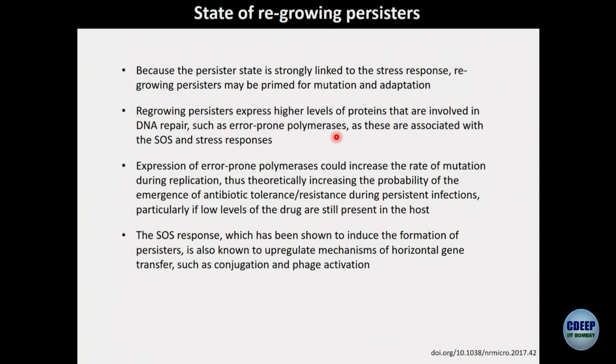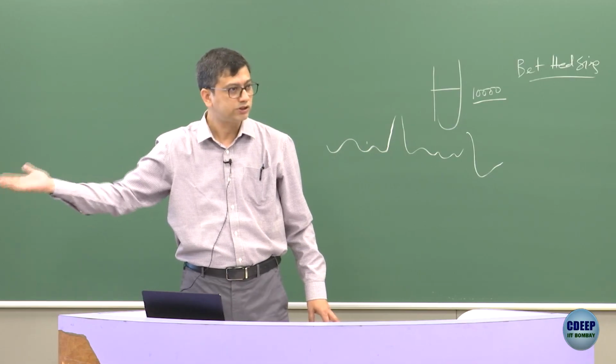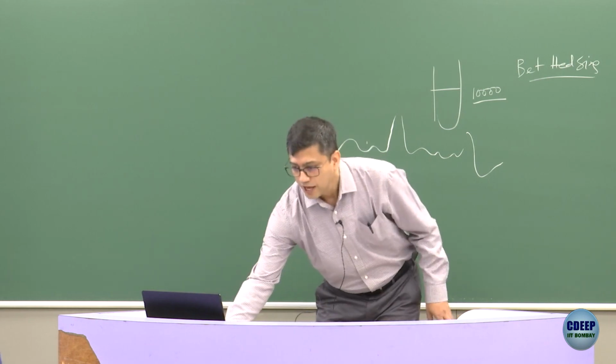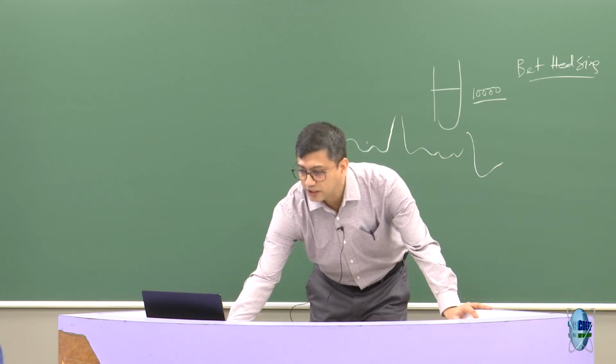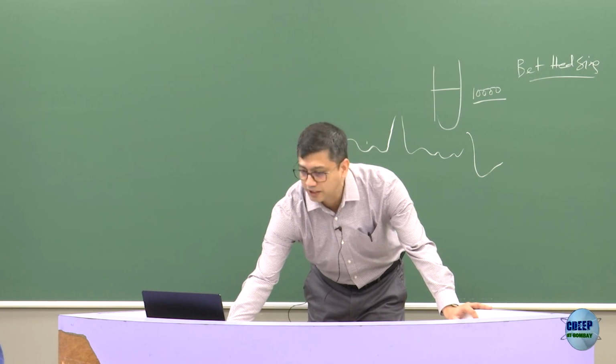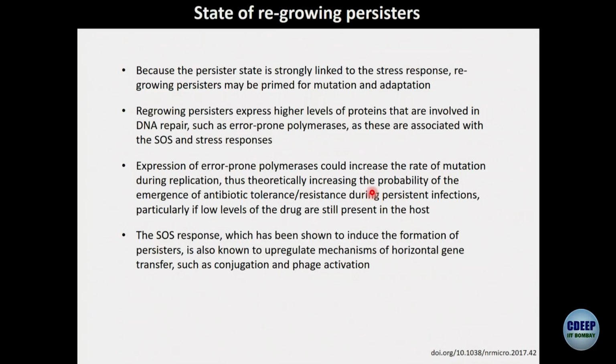Mutation ho gaya, it will become heritable. The moment it becomes heritable, it will become a tolerant population. It can withstand. Okay? Expression of error-prone polymerases could increase the rate of mutation during replication, thus theoretically increasing the probability of emergence of antibiotic tolerance or resistance. I have not even talked about resistance. Let's talk about just persistence to tolerance. During persistent infections, the SOS response, which is known to induce formation of persisters, is also known to upregulate mechanisms for horizontal gene transfer.